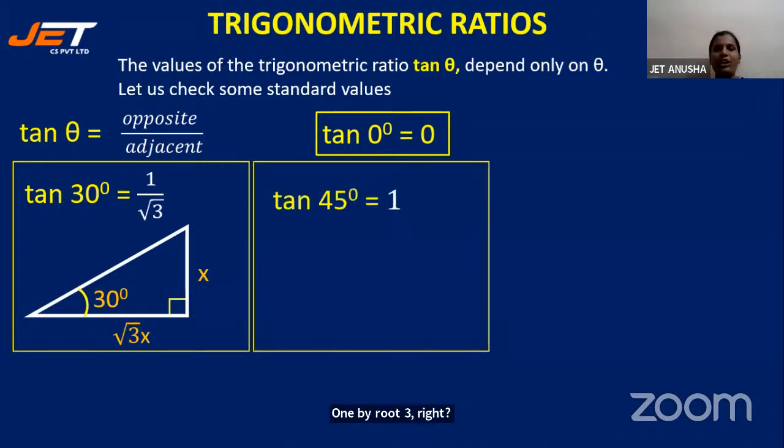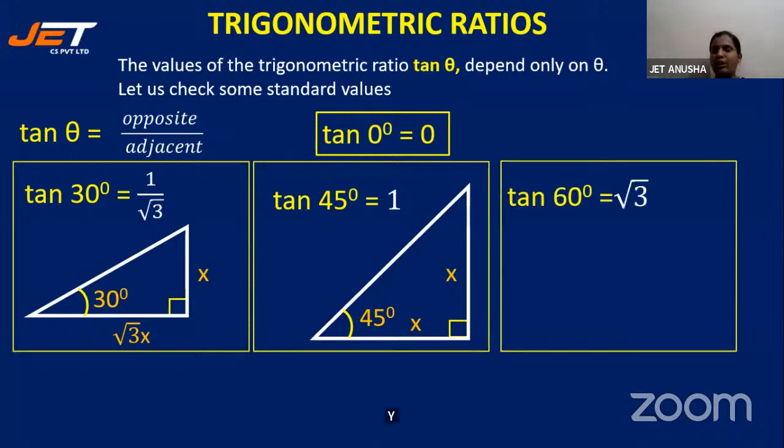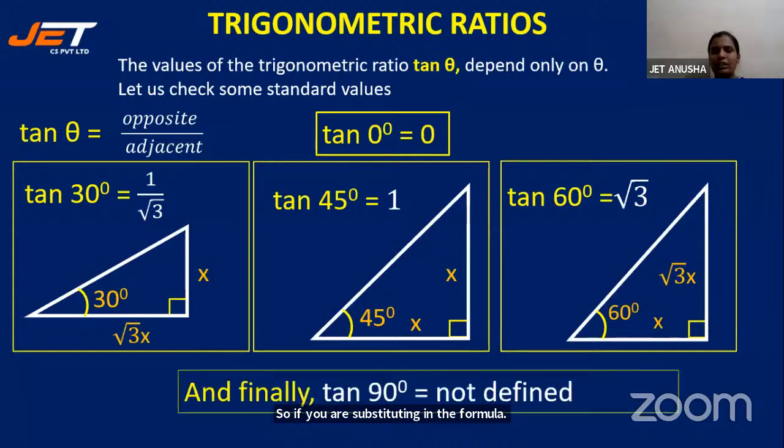Next one, tan 45 degrees is nothing but 1. Again we are taking a right angle triangle. Here opposite is x and the adjacent is also x. Both get cancelled, and you will be left with 1. Tan 60 is nothing but root 3. Let's see how we got that. Again we are considering the right angled triangle and here the angle is 60 degrees. If you substitute in the formula, then you will get the answer as root 3. Tan 90 degrees is nothing but not defined.